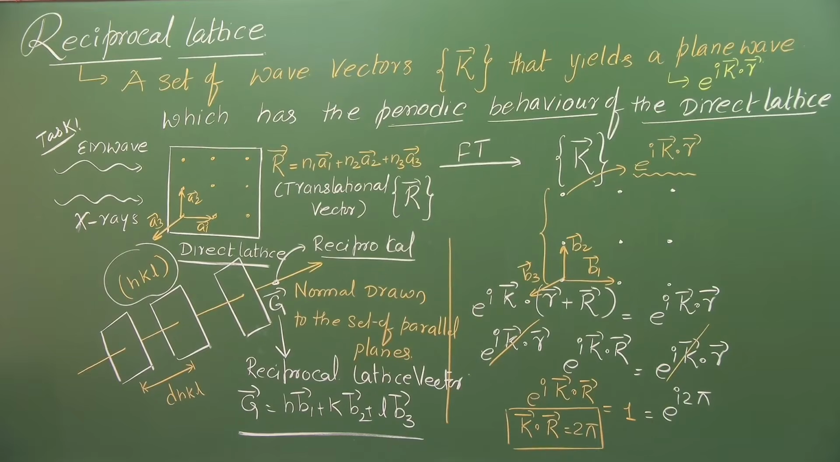So the dot product of a reciprocal lattice vector and a direct lattice vector should always be 2 pi. Some textbooks take the 2 pi as a scaling factor and write it as 1. The 2 pi is a scaling factor, like that they will take.